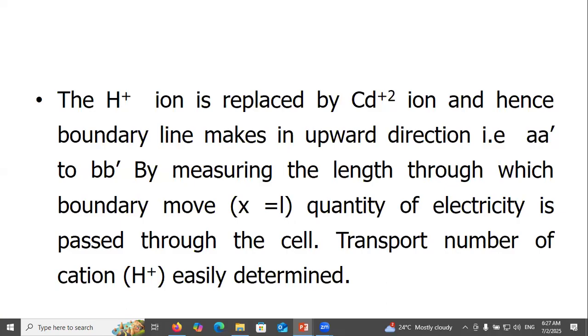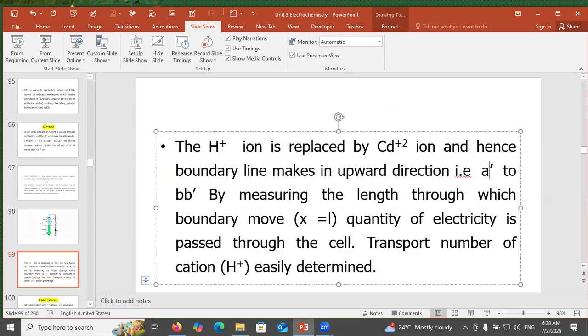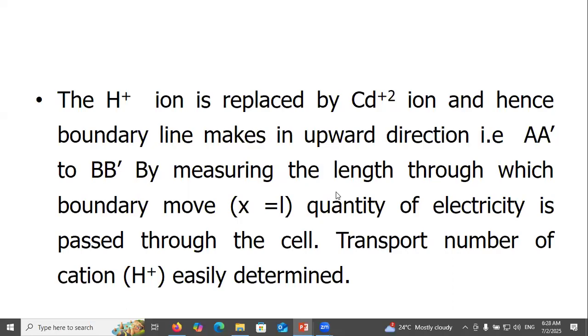By measuring the length through which the boundary moves, x equal to L, and the quantity of electricity passed through the cell, the transport number of cation is easily determined.